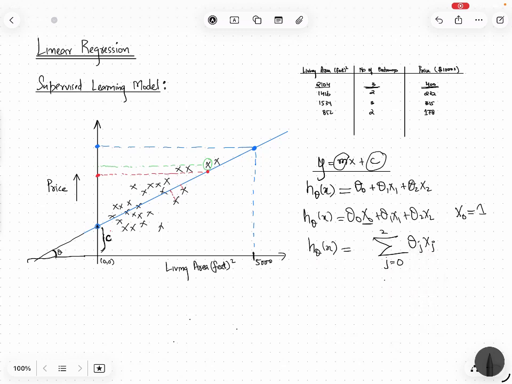Now that we have finalized our hypothesis as a linear function, the only things that are unknown here are the parameters theta naught, theta 1 and theta 2. And if you remember, by changing these parameters, we will be able to find the optimal position for this line. In the next video, we will see how we will find the parameters theta naught, theta 1 and theta 2 such that the line fits perfectly to the data.